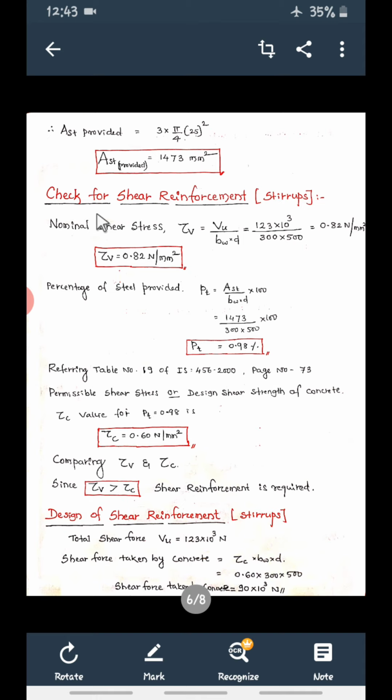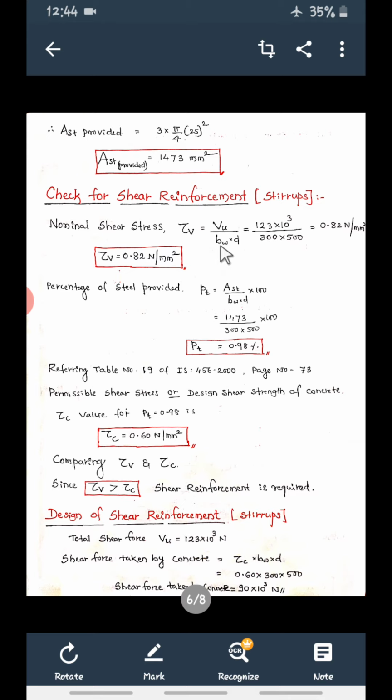As in the previous problem, we will follow the same steps. We have to check whether stirrups are required or not. First we will calculate the nominal shear stress, tau V. Nominal shear stress tau V is equal to VU upon BD. VU is the total shear force, 123 kilonewton, multiplied by 1000 it is Newton. So VU divided by BW into D.